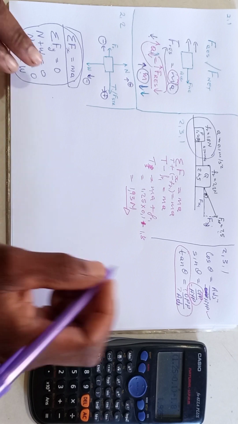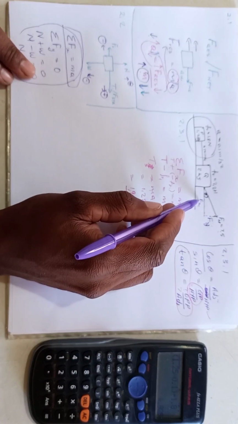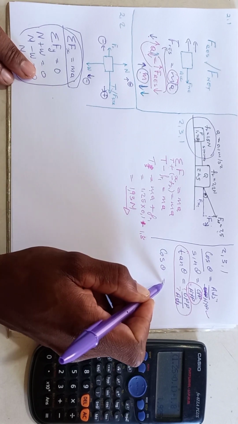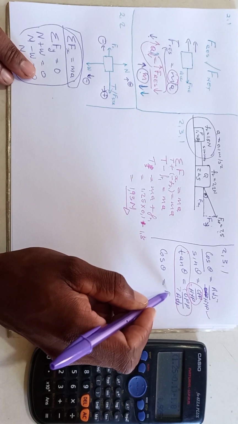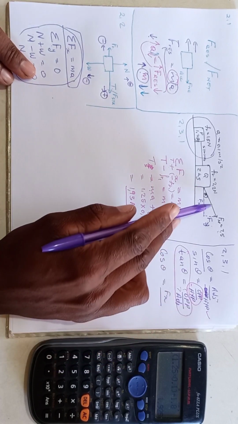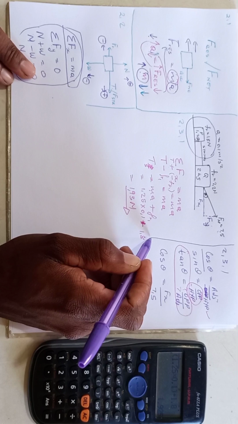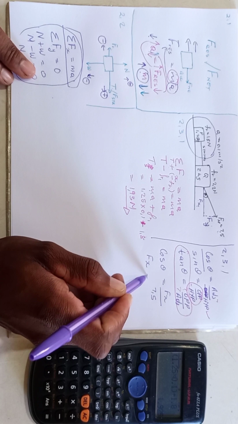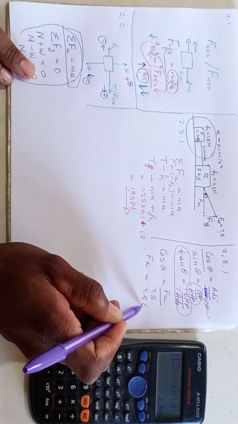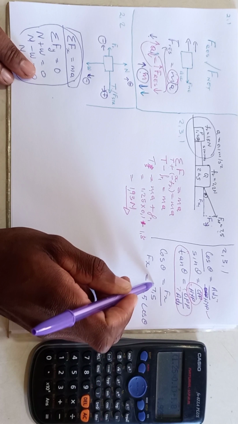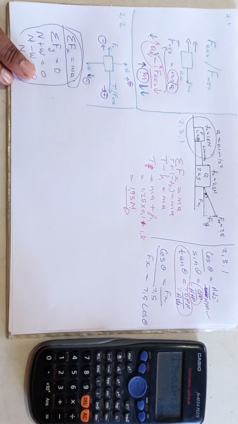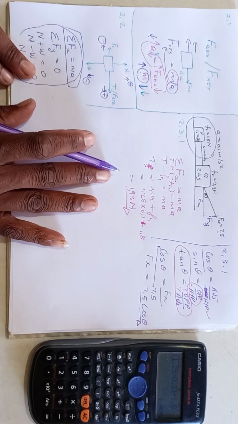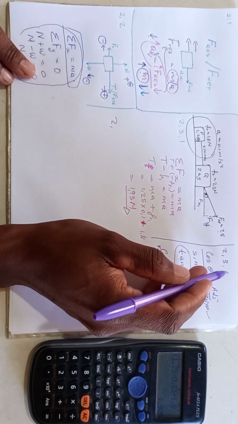So for us to get that, we will say cos theta equals our adjacent Fx all divided by the hypotenuse, which is 7,5. Then this makes our Fx equal to 7,5 cos theta. This comes and multiplies here. I hope you see where that is coming from. So now we are ready to calculate.